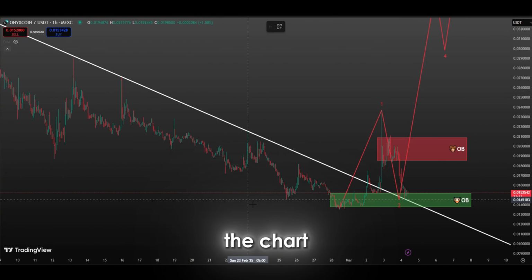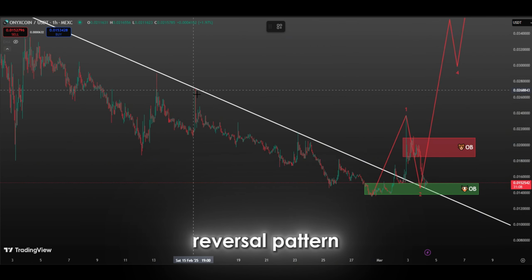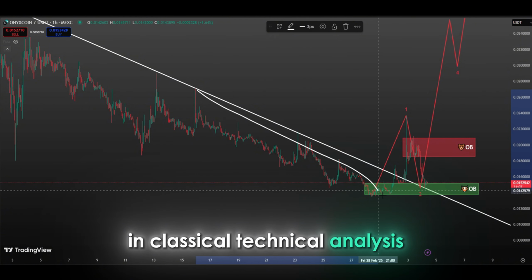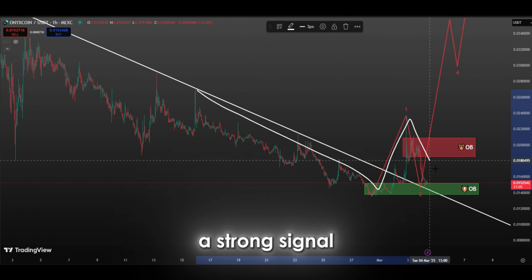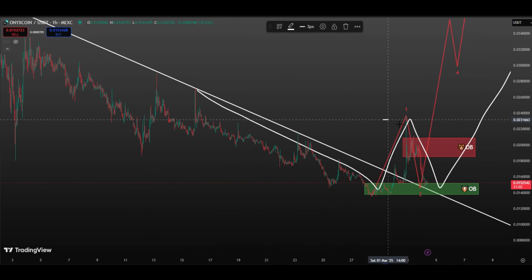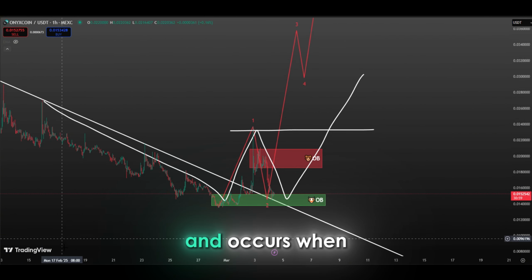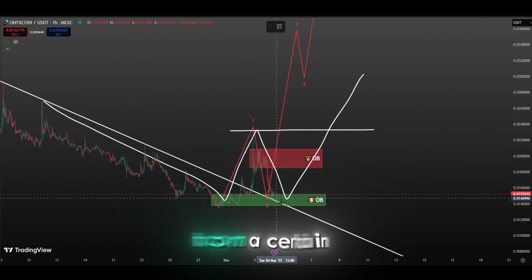Looking carefully at the chart, we can see that a W pattern has formed, which is known as an important reversal pattern in classical technical analysis. This pattern is often considered as a strong signal that the downtrend will end and a new uptrend will begin. The W pattern works in a similar way to a double bottom pattern and occurs when price action reacts twice from a certain support level.